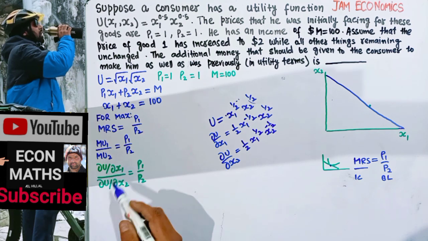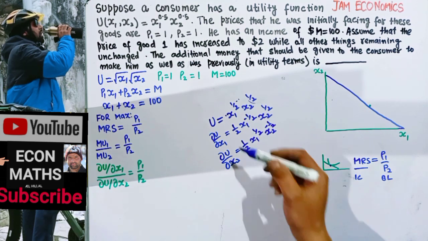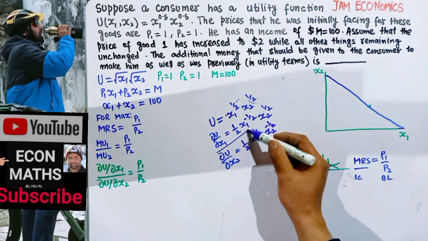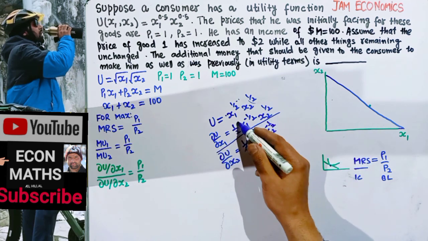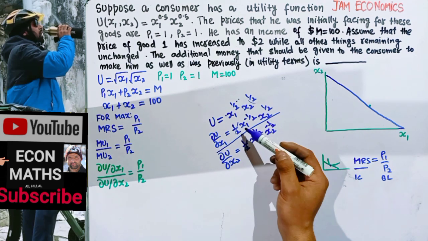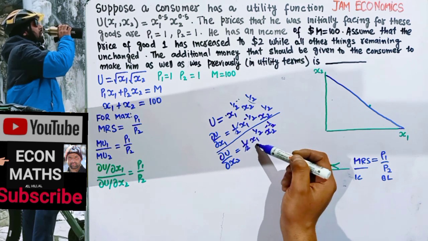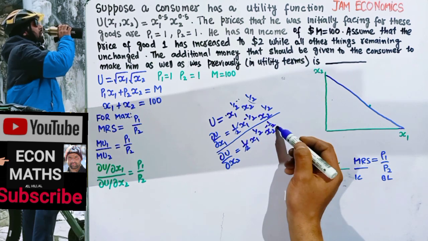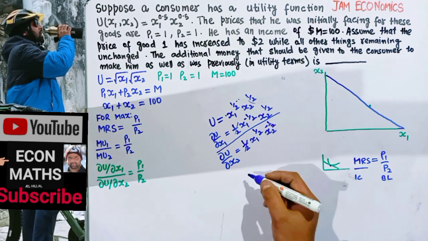So du upon dx1 divided by du upon dx2, if I divide it here, you can see here 1 upon 2, 1 upon 2 will get cancelled. If I transpose this numerator to denominator and this denominator to this numerator, what happens?